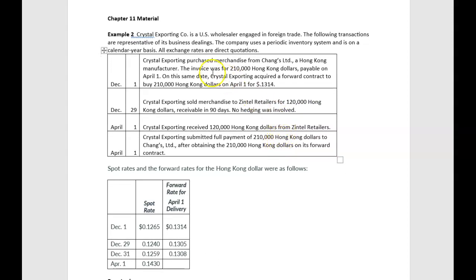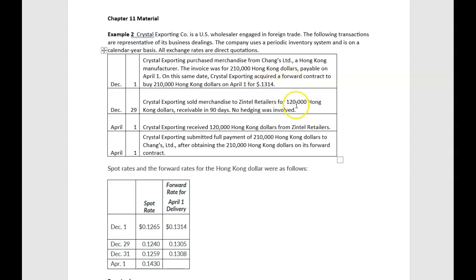We have a situation on December 1st where we're purchasing merchandise from a manufacturer in Hong Kong, but we don't have to pay for it until April 1st. So that's a long period of time to just kind of hope that nothing happens significantly in the currency area. So they've decided to enter into a forward contract that will allow them to buy 210,000 Hong Kong dollars for this fixed rate on April 1st.